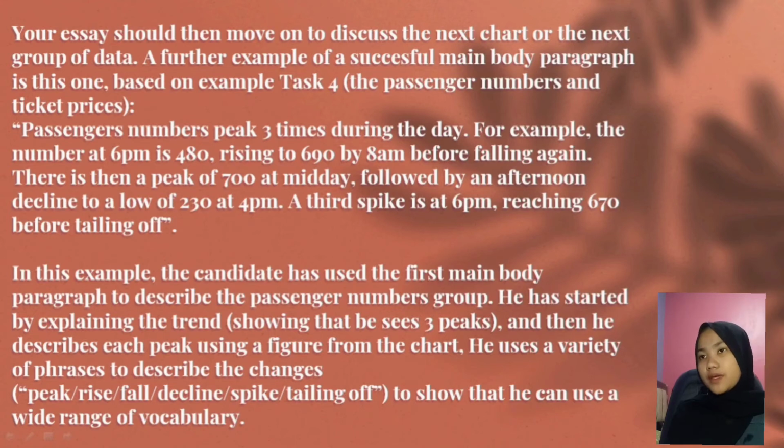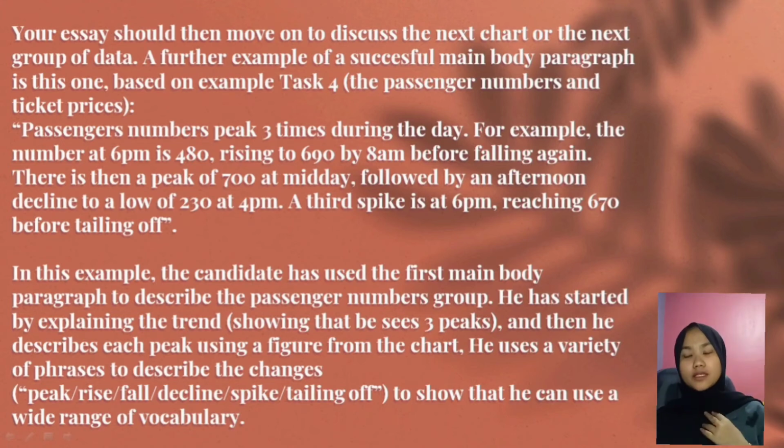Passenger number peaked 3 times during the day. For example, the number at 6 p.m. is 480, rising to 690 by 8 a.m. before falling again.